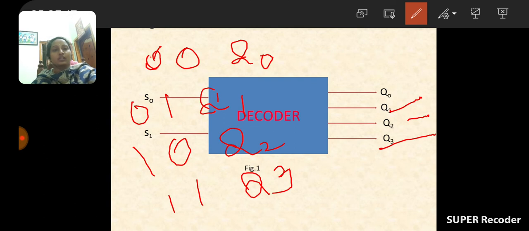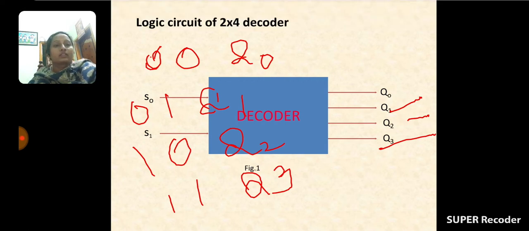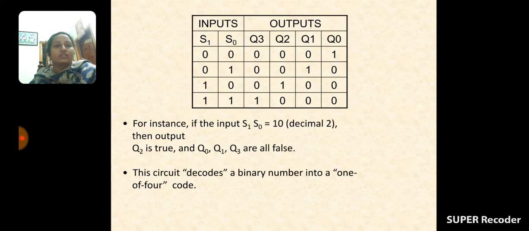If both are 0, 0, the data must be transferred to Q0. If these are 0 and 1, the data must be transferred to Q1. If these are 1 and 0, the data must be transferred to Q2. If these are 1 and 1, the data must be transferred to Q3. In this way, the data must be transferred to the different lines.